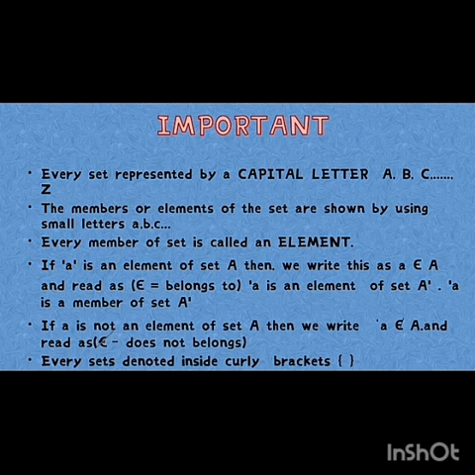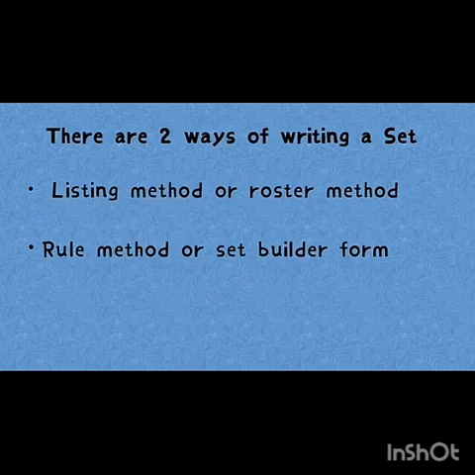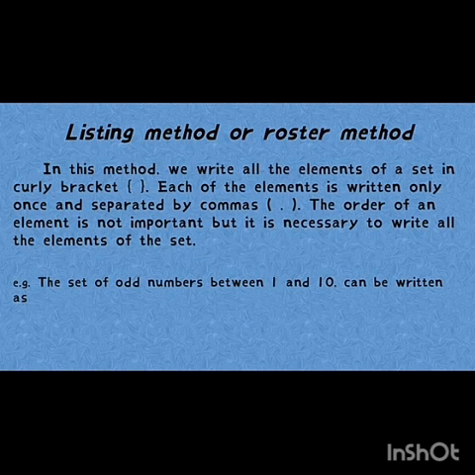Every set is denoted inside curly brackets. There are two ways of writing a set. First is the listing method or roster method. Second is the rule method or set builder form. Here first we will see the listing method or roster method. In this method, we write all the elements of a set in curly brackets. Each element is written only once and separated by commas. The order of elements is not important, but it is necessary to write all the elements of a set.